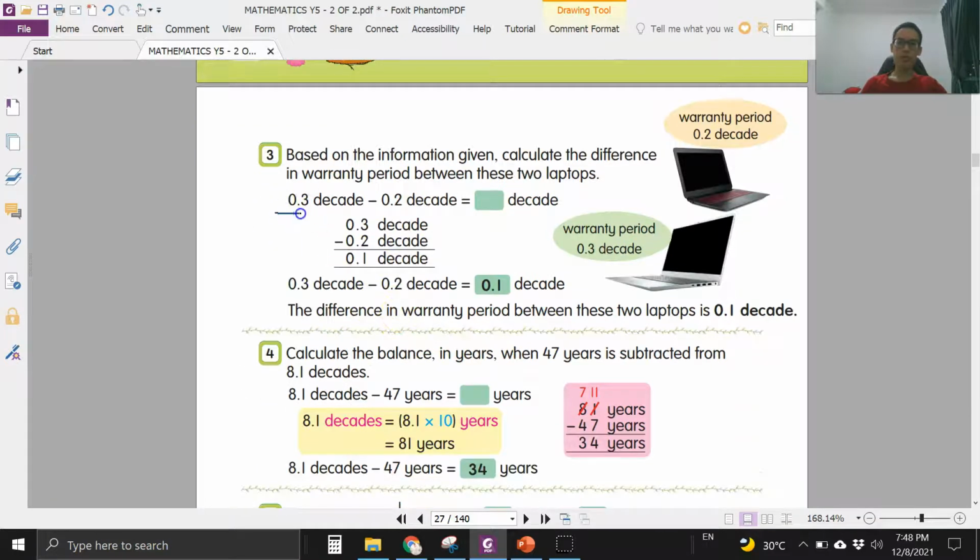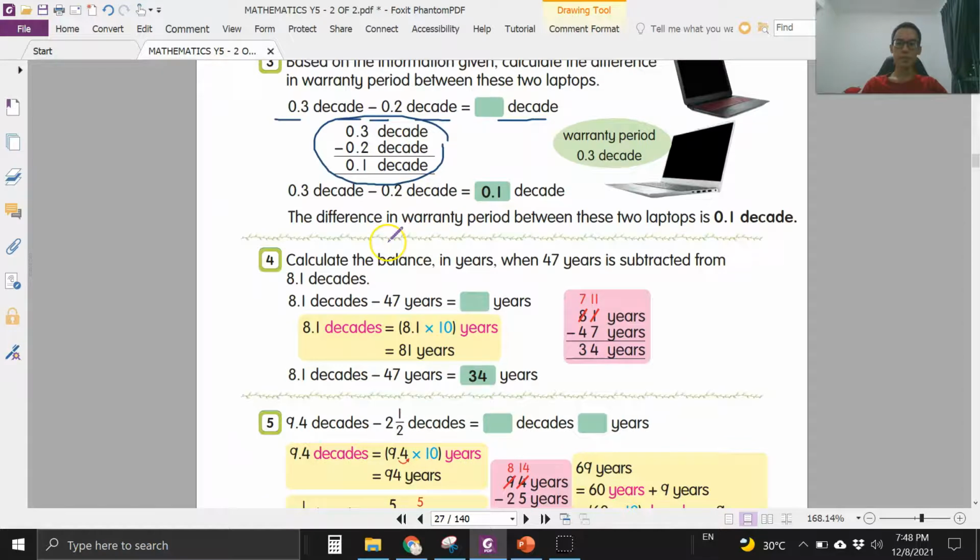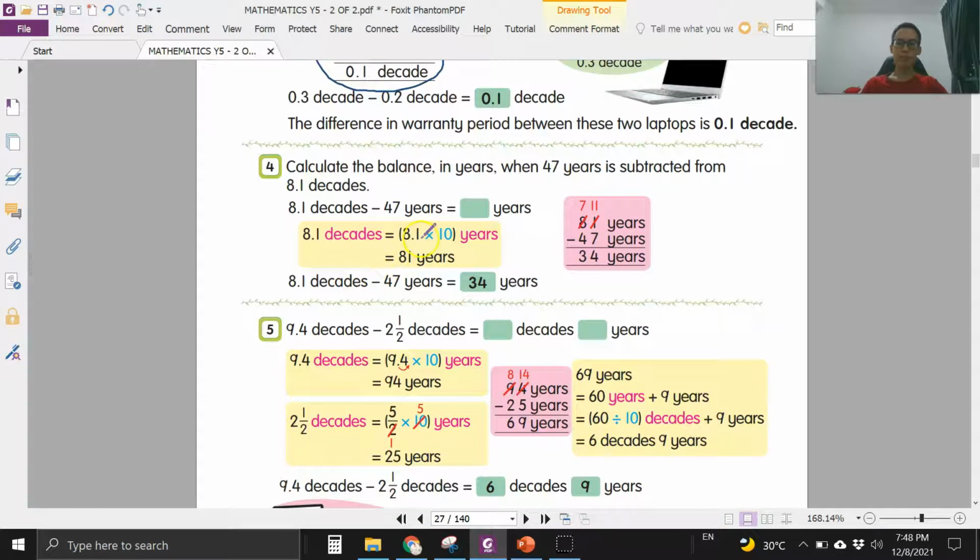If it is all decimal and the units are the same, then you just minus like what I did just now in the exercises. Okay, this one is the easiest. If there are different units, for example, this one question asking for years, then you have to change decade to years first. You times 10, move decimal point 1 time to the right, you get 81 years. So 81 minus 47, you get 34.